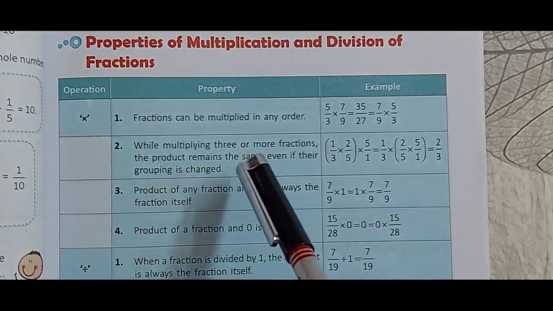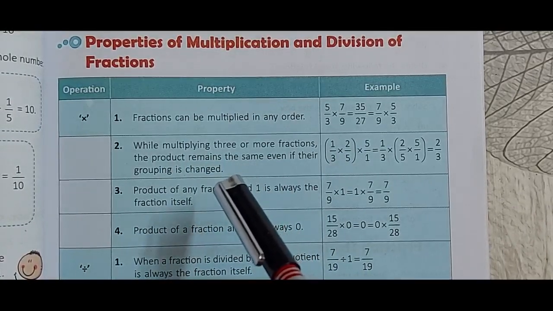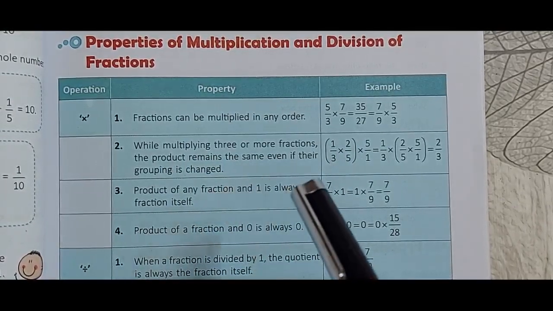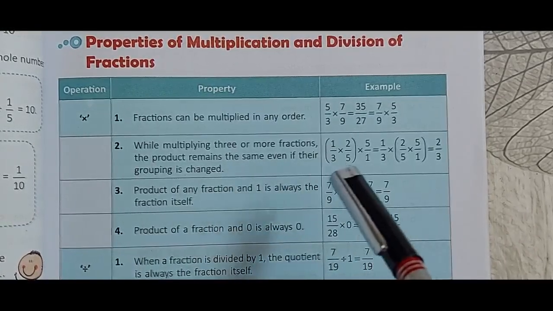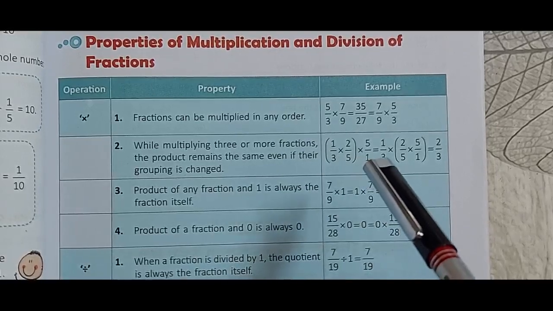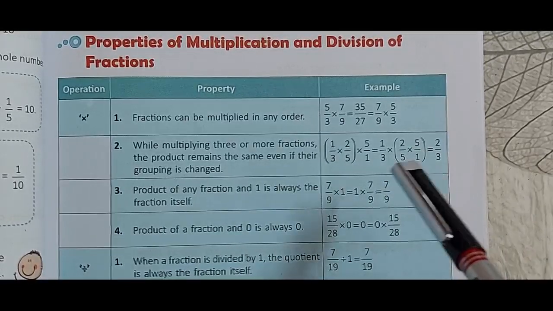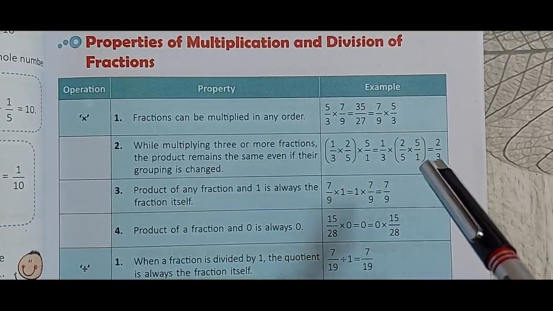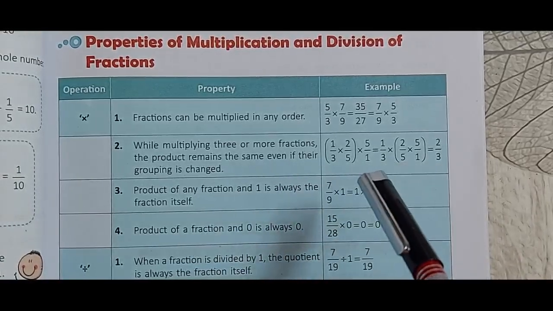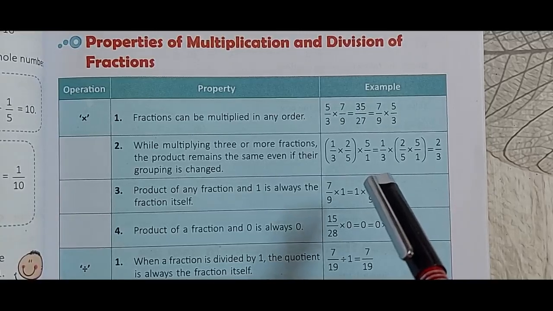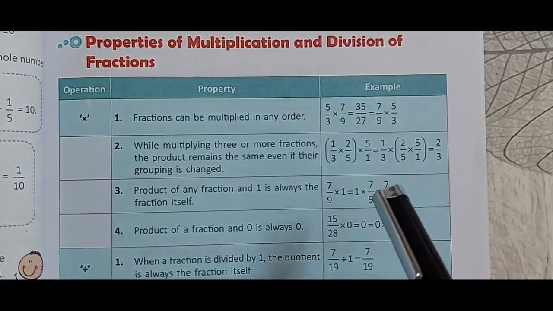While multiplying 3 or more fractions, the product remains the same even if their grouping is changed. Means here you can see there are 3 fractions. 1 by 3 into 2 by 5 is grouped in 1 into 5 by 1 equal to 1 by 3 into here 2 by 5 and 5 by 1 is grouped together. In both these cases the grouping is different, but the fractions are same. So you are going to get the same answer in both these cases. So that is why there is an equal to sign.